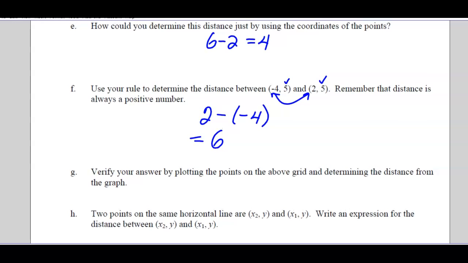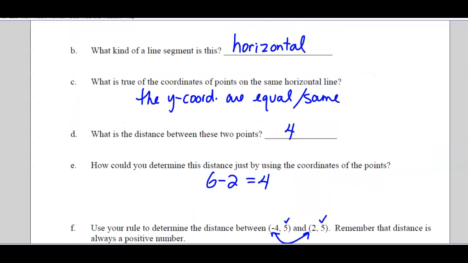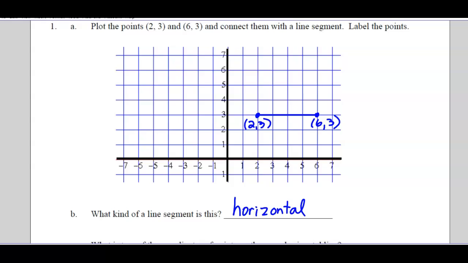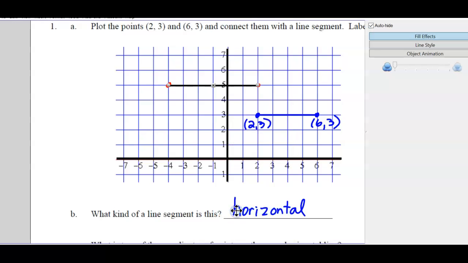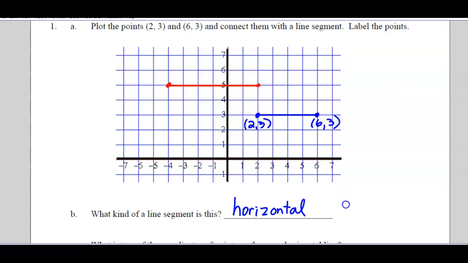Verify your answer by plotting the points on the above grid and determining the distance by looking at them on the grid. So (-4, 5) and (2, 5). Okay, and then if you count up, 1, 2, 3, 4, 5, 6. Okay, again, counting the spaces.